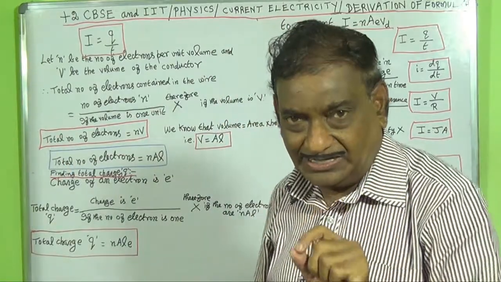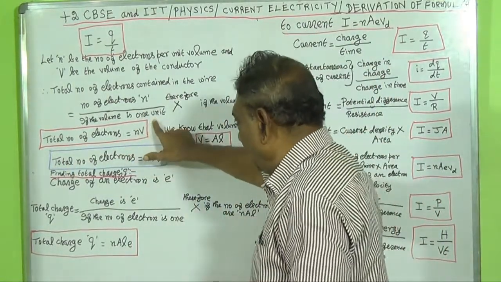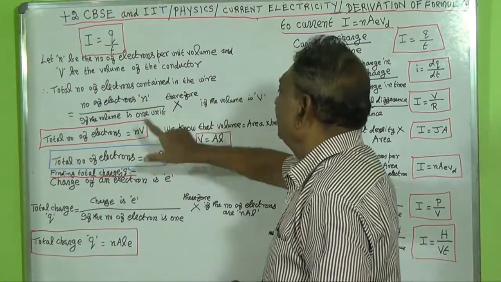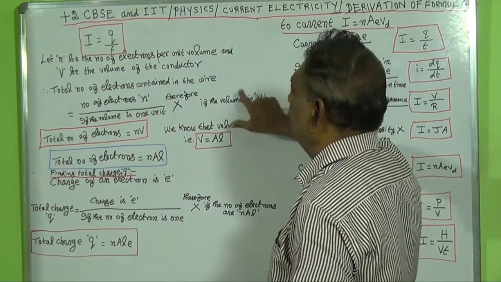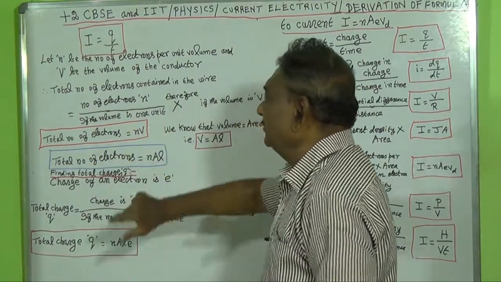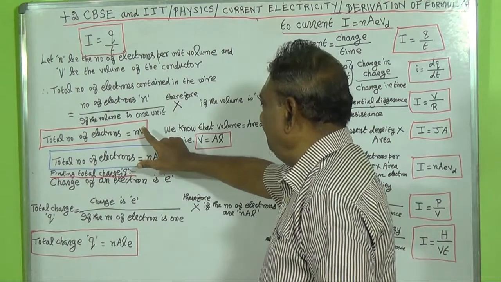So that we can write, if the volume is 1 unit, the number of electrons is n. Therefore, if the volume is capital V, we will get nV. That is the total number of electrons, nV.